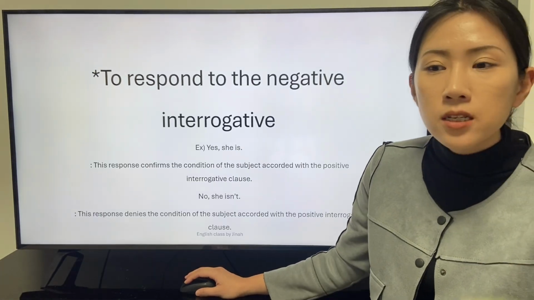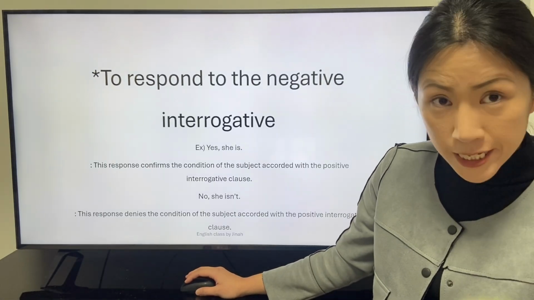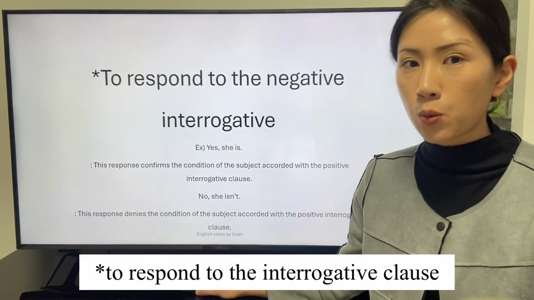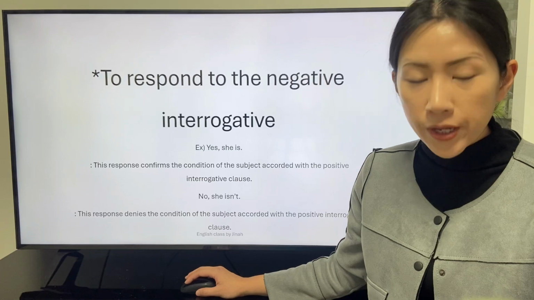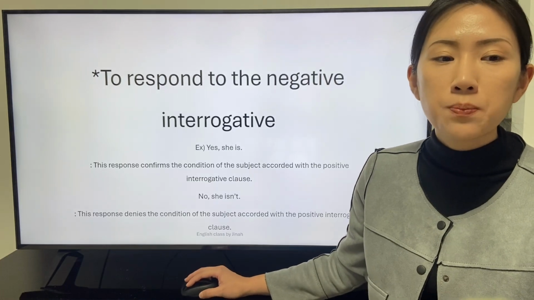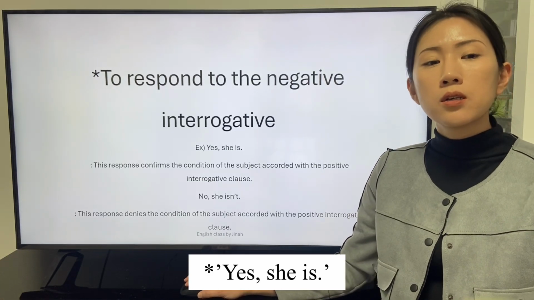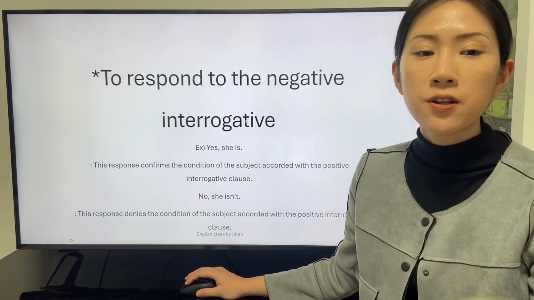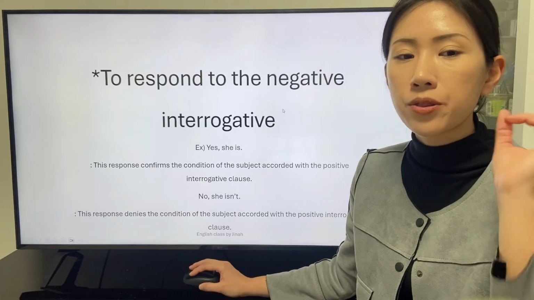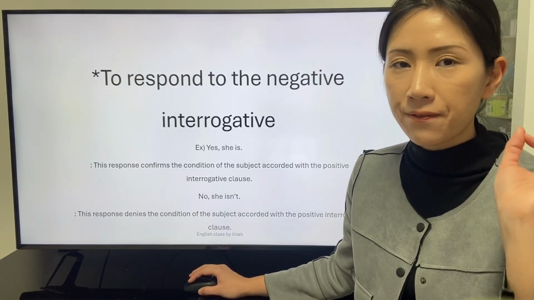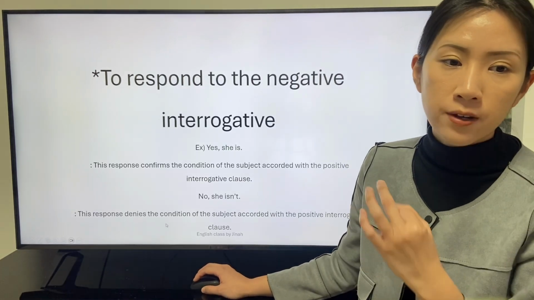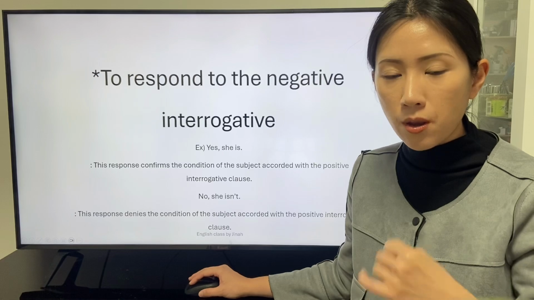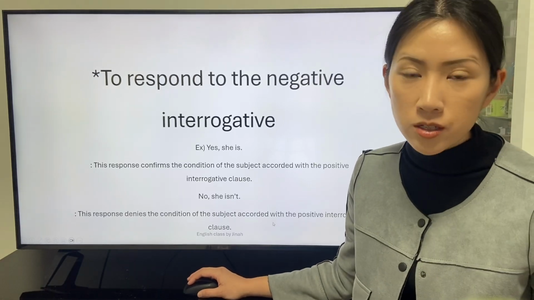To analyze the intention of the listeners, we can figure out that this response, yes, she is, confirms the condition of the subject accorded with the positive interrogative clause. This response, no, she isn't, denies the condition of the subject accorded with the positive interrogative clause.